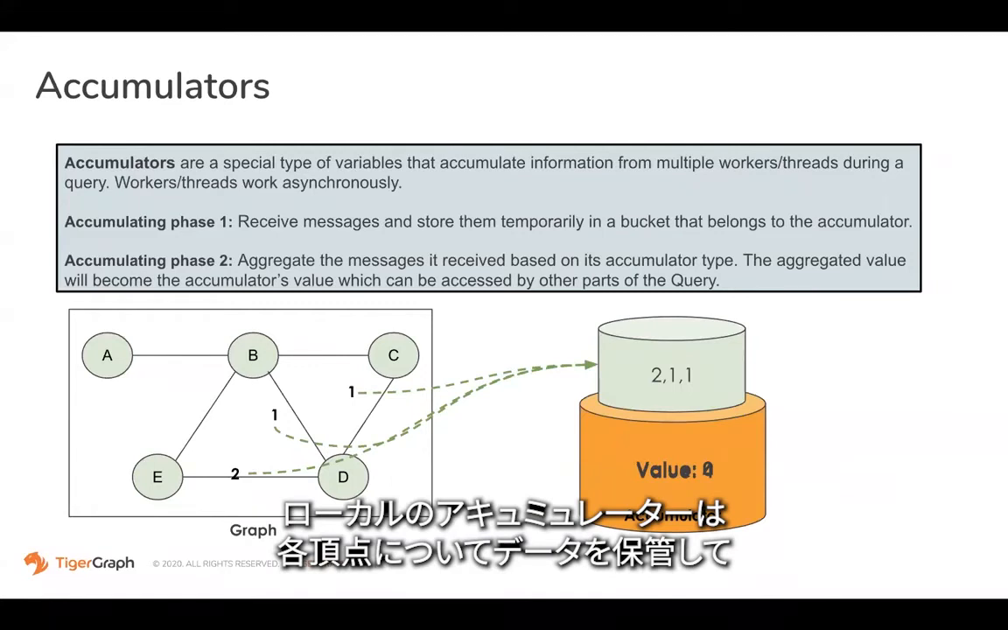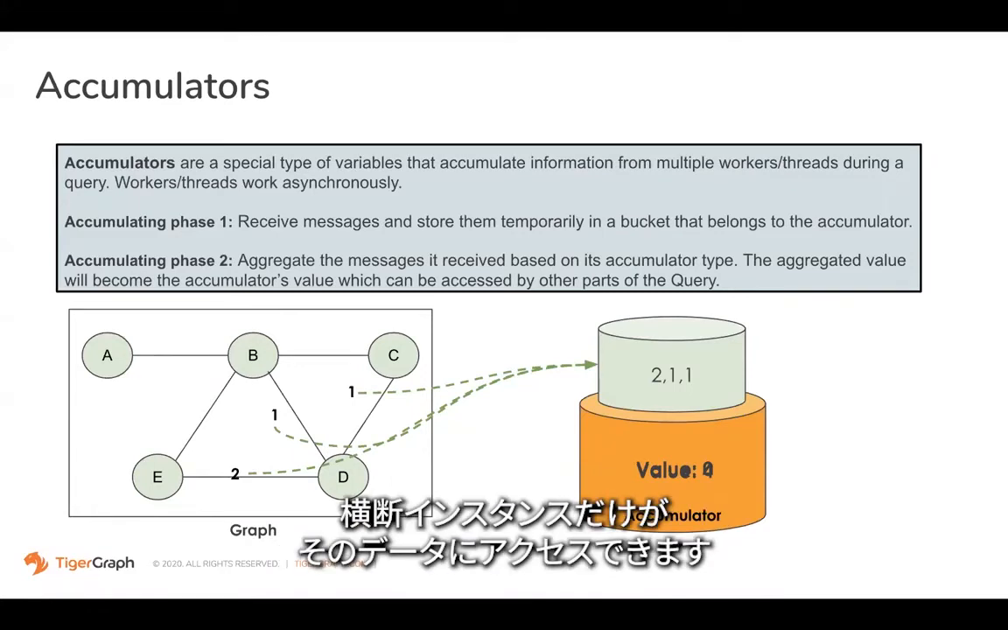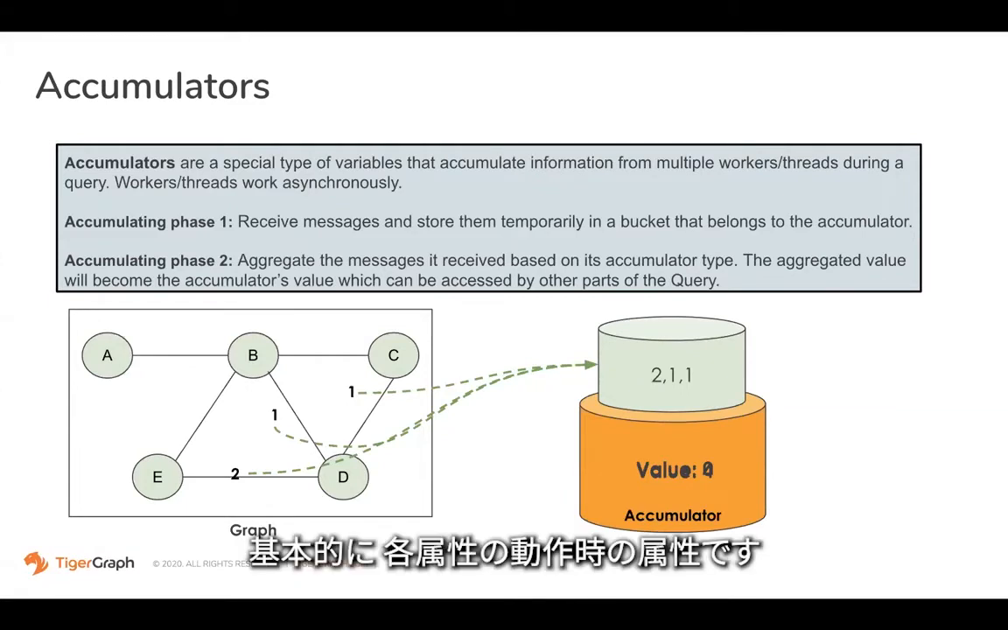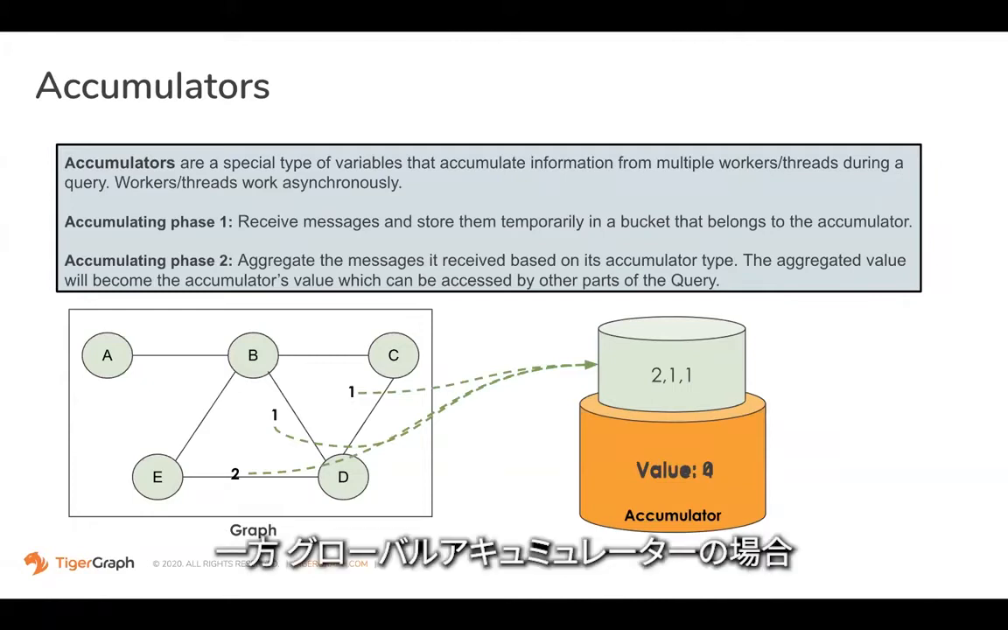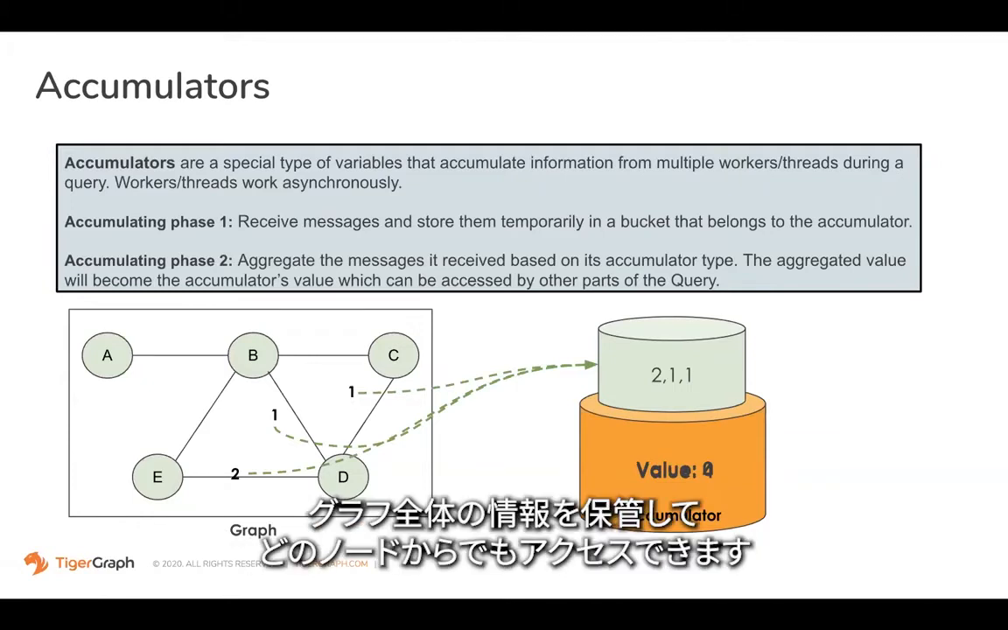Local accumulators store data about each vertex and can only be accessed by the traversal instance. They're basically runtime attributes for each vertex. If you run into the same vertex again in the same query block, you'll be able to use that information. Contrast that with global accumulators, which store information about the entire graph and can be accessed by any node.